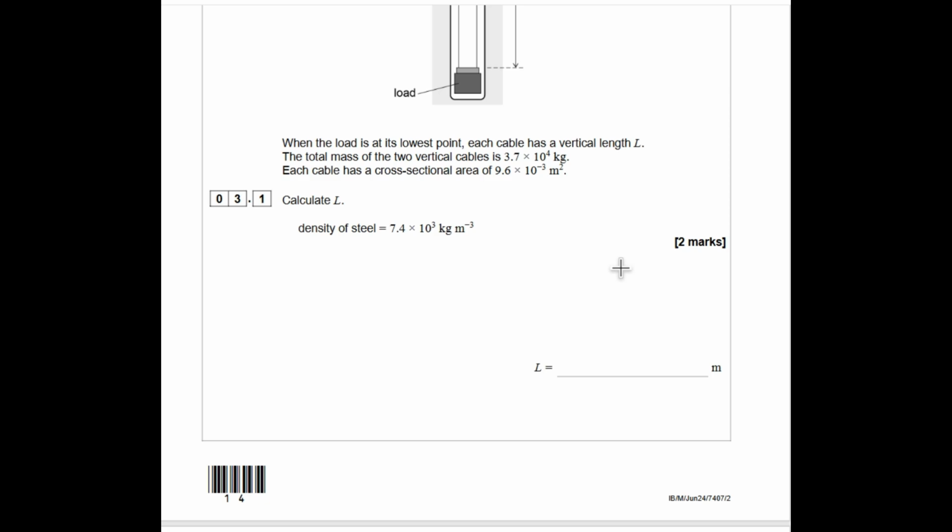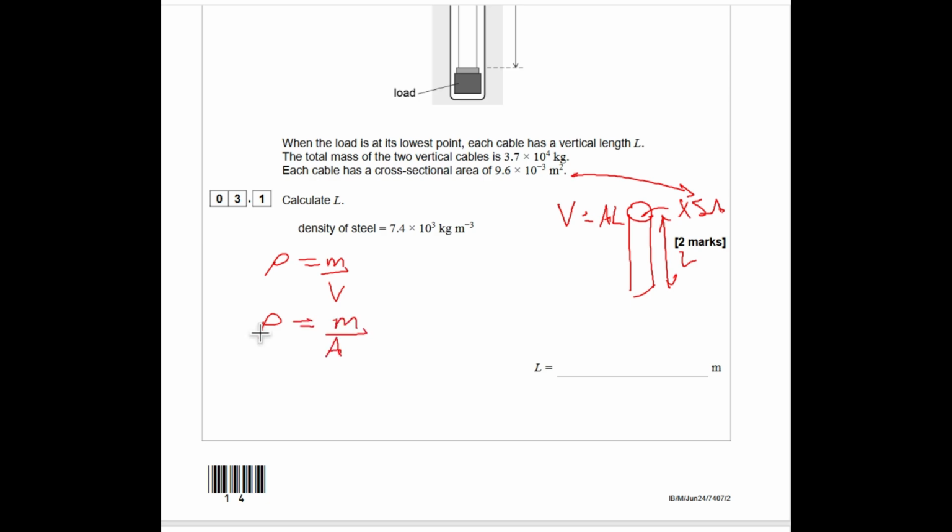So what formula are you going to use here? Density is mass over volume. To work out the volume of a cable, it's the cross-sectional area, which they've given here, times the length, isn't it? So V is equal to cross-sectional area times L. So we could put that into here. So rho is M over AL, and we want to work out L. So L is M over rho times A. Just be careful here. They've given the mass of 2 cables, so you want half of that.